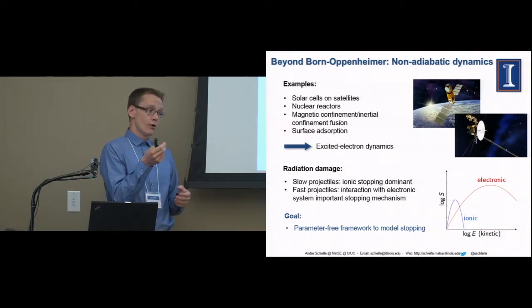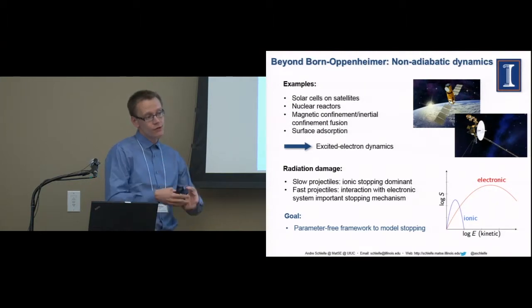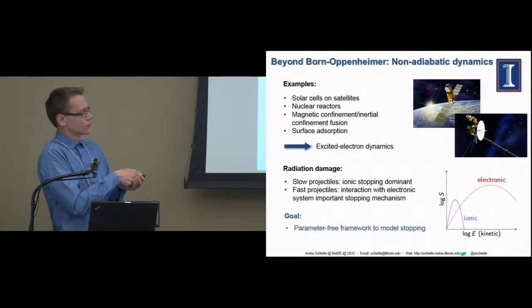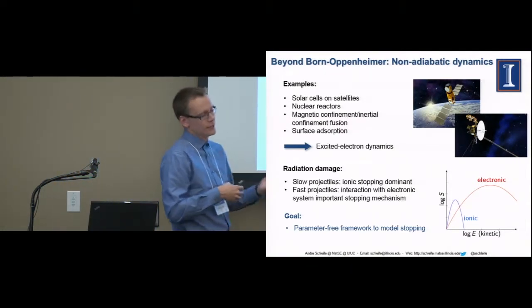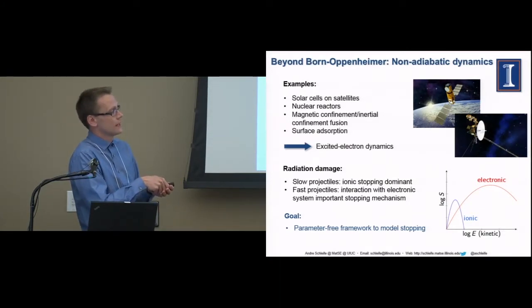If a projectile, a proton, hits a material, it will experience friction, just because it loses energy to the material. So that's the y-axis, this friction force. And then the x-axis is the velocity or the kinetic energy of the projectile. And you can see that this friction force now depends on this kinetic energy.